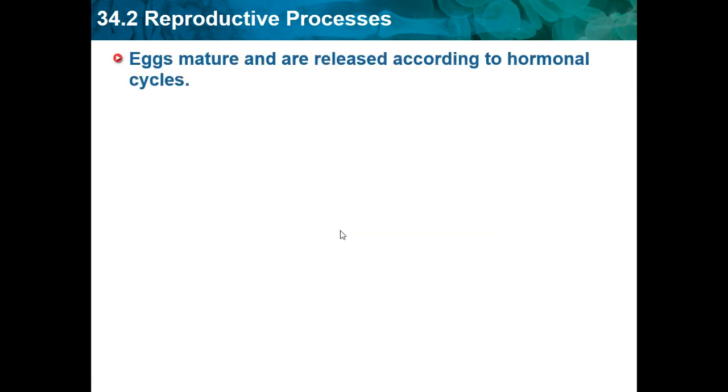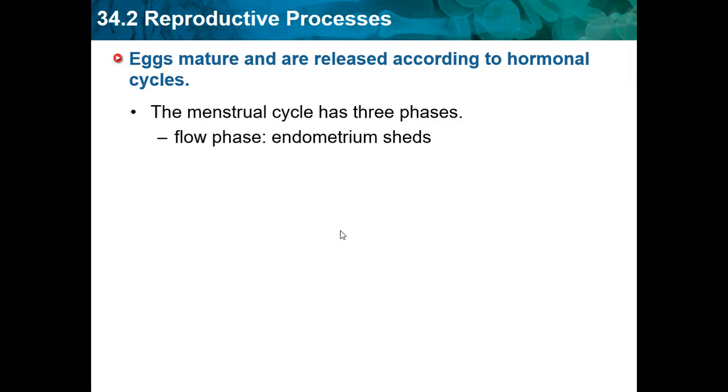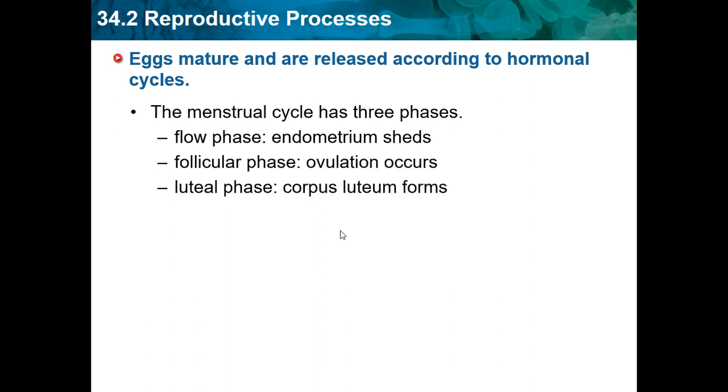So eggs mature and are released according to the hormone cycles. The menstrual cycle has three phases: the flow phase, which is where the endometrium sheds. There's the follicular phase, where ovulation occurs, and the luteal phase, in which the corpus luteum forms.